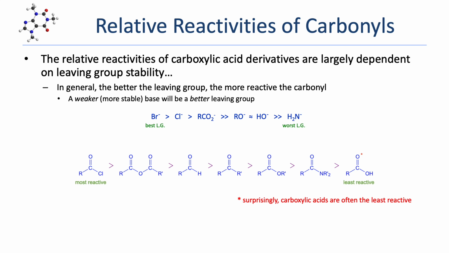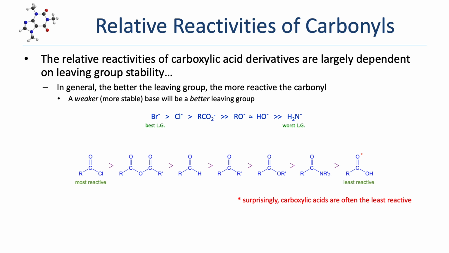of all carbonyl types. The relative reactivity of carboxylic acid derivatives are largely dependent on the stability of the leaving group present. In general, the better the leaving group, the more reactive the carbonyl. This exactly mirrors what we learned with the other forms of nucleophilic substitution, the SN1 and SN2 reactions. Remember that a weaker or more stable base will be a better leaving group.